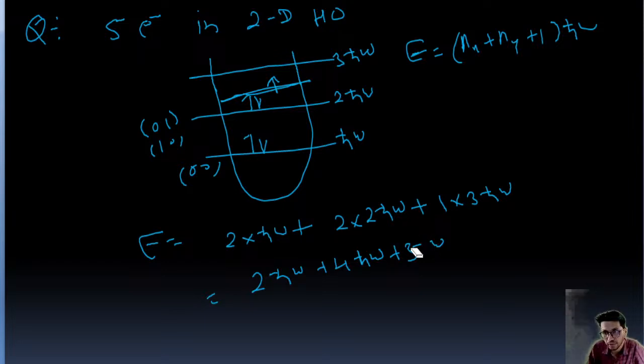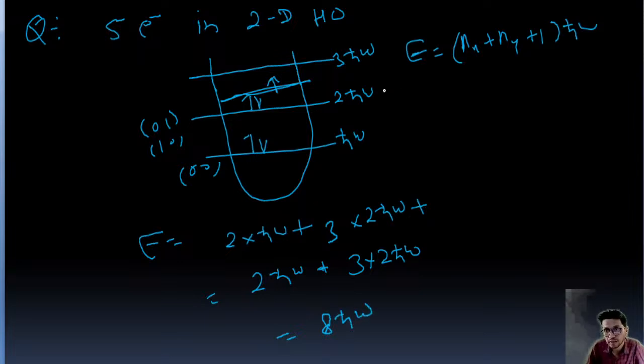Okay, note down. Now 2 is there and there are three energy levels, right? So 3 into 2 h cut omega, it means 8 h cut omega, because it's a 2D harmonic oscillator, right? And for this the degeneracy is 2, right? We know for every level the degeneracy is n plus 1 for a 2D harmonic oscillator. If n is 1, then the degeneracy is n plus 1, which is going to be 2. Okay, guys, this is the one.